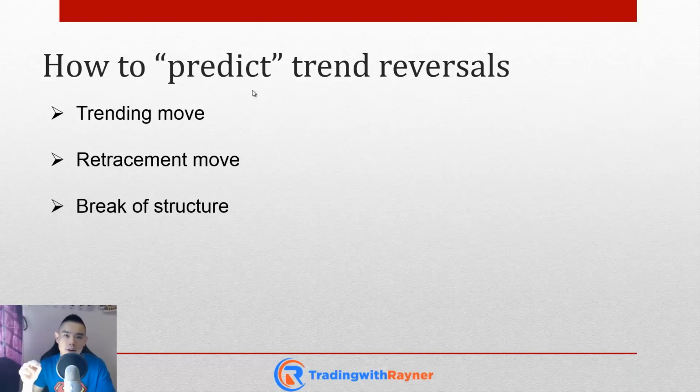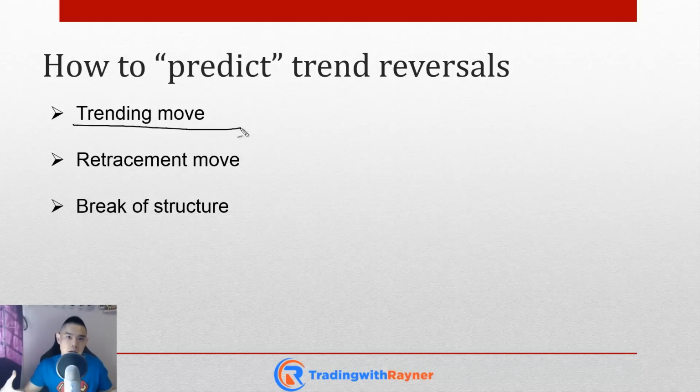So for this, again, we'll be looking at these 3 things: the trending move, the retracement move, and the break of structure. So in this case, when there's a trend reversal about to occur, you'll notice that the trending move gets smaller and smaller.